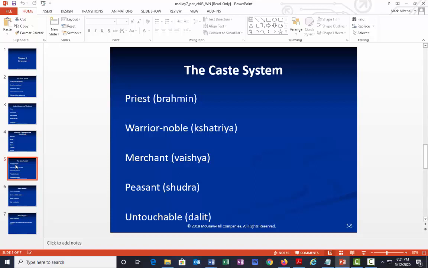So there's no higher than the priest or Brahmin, and there's no lower than the untouchable, or really Dalit, that are listed here in our book. Some of the people who would be the Brahmin or the priest. The warrior noble is also listed up there. The merchants or the Vaishyas, the Shudra or the peasants, and then the untouchables are the Dalits.